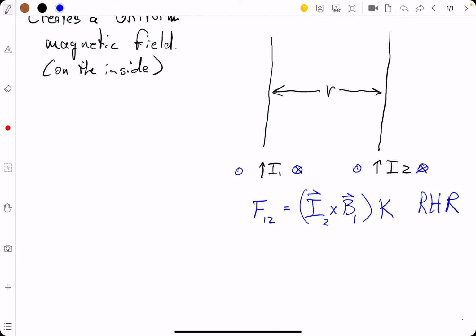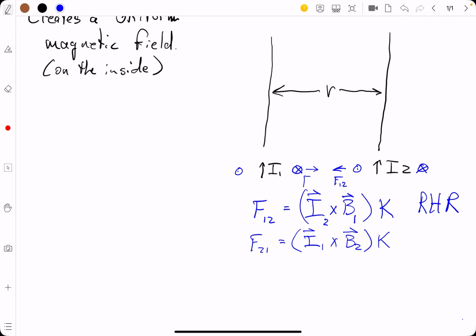So instead we'll put our force of 1 onto 2 right there. And we can do the same thing, force of 2 on 1, so that's going to be I1 cross B2 times some bunch of constants, to get our right-hand rule going the other direction. Well, it's equal and opposite, right?